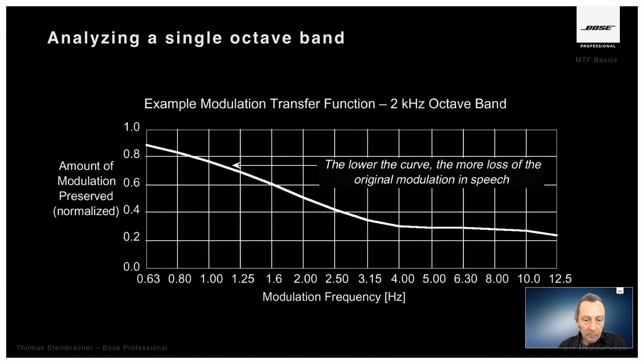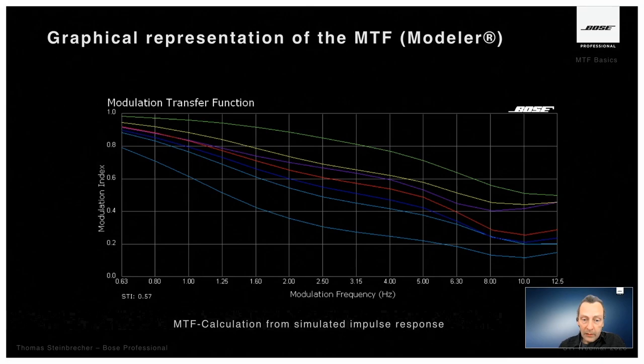And now we have a graph that shows modulation frequency on the x-axis and the amount of modulation preserved, the m value, on the y-axis. And then you can see a typical curve for a modulation transfer function. We can also do this for all 7 octave bands at the same time.